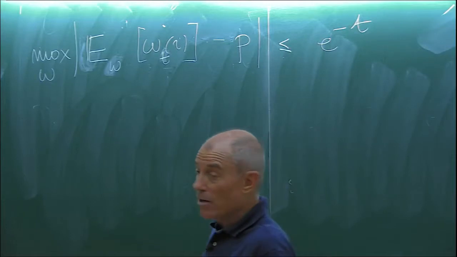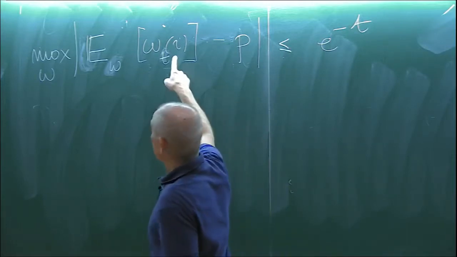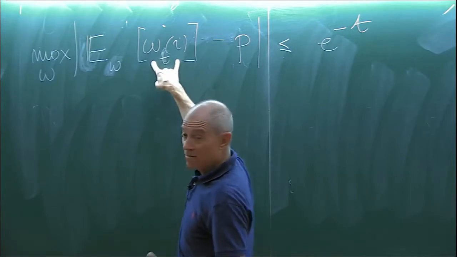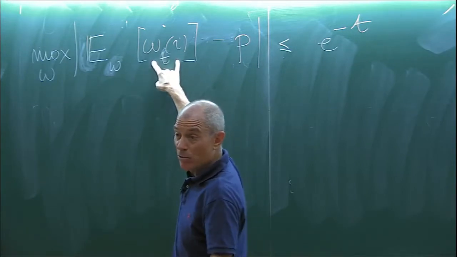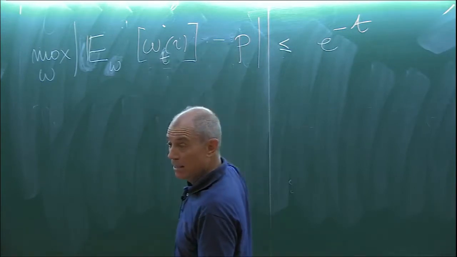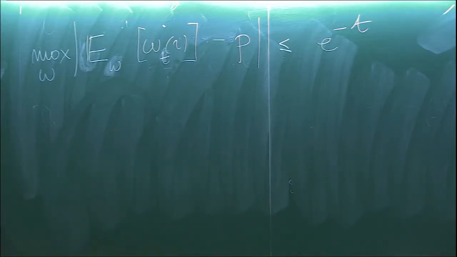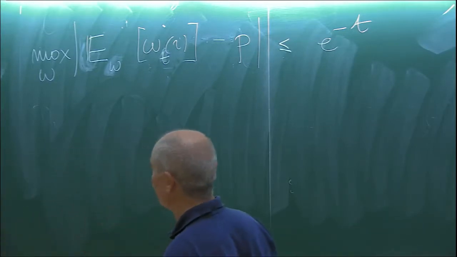Why? Because as soon as the Poisson clock of i rings, this variable is replaced by a Bernoulli variable that has mean p. Therefore, this difference is controlled by the probability that, up to time t, the Poisson clock of i didn't ring, and this is exponential in t. Good.